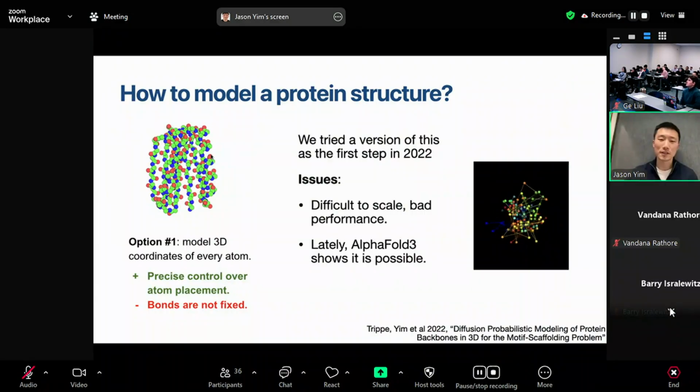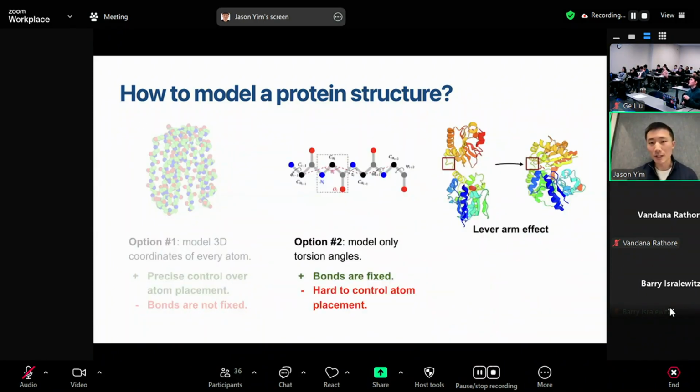but it also shows that with deep learning at enough scale, you can actually get rid of the problems that arise when you're modeling every 3D coordinate.